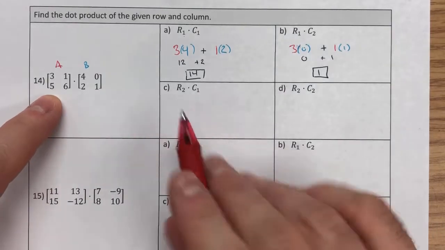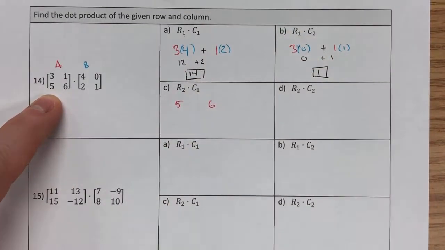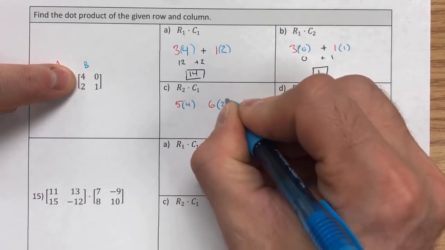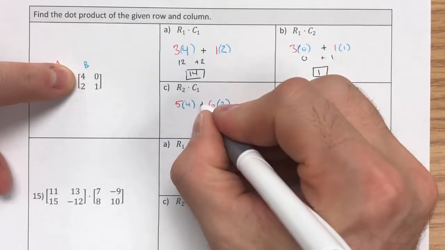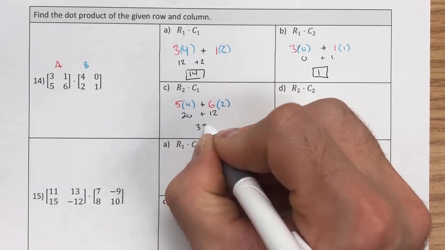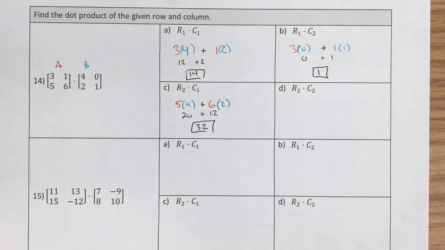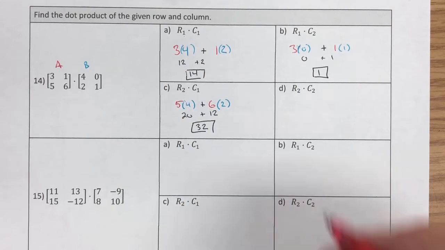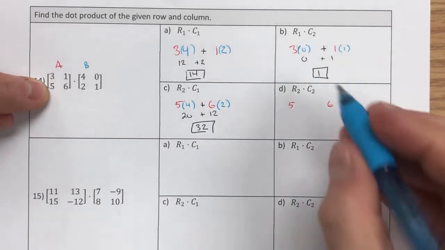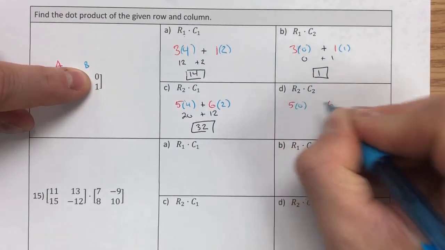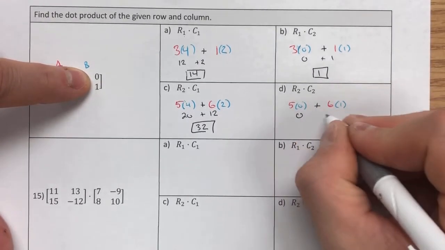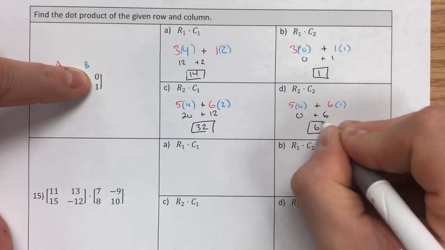So I've got row 2, so I have 5 and 6, and I'm multiplying it times column 1, which is going to be times 4 and times 2. When I'm done with that, I'm going to add up those values. So this is going to be a 20 plus 12, which is a 32. Same thing with part D. I'm going to take each element of row 2, a 5 and a 6, and multiply it times each element of column 2. So times 0 and times 1. Once I've done that, I'll add them together. So 5 times 0, 6 times 1, 6.